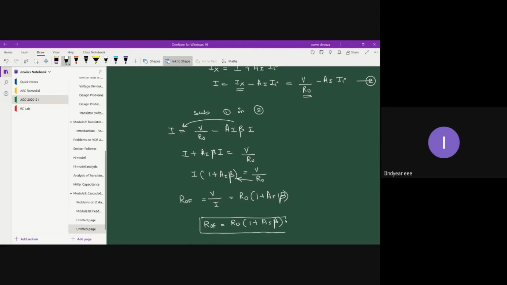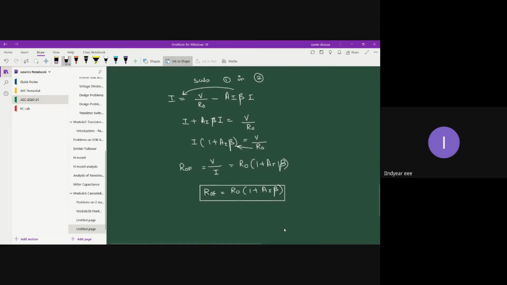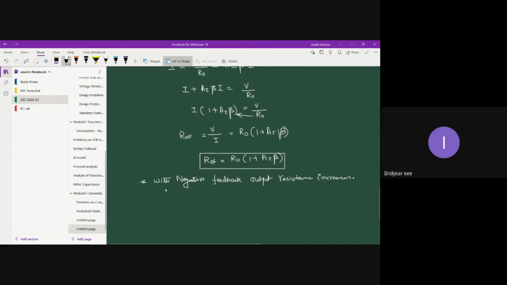This shows that with negative feedback, output resistance increases. Everywhere, if you see, it basically alters the input and output resistances or impedances. So that's your current shunt feedback.